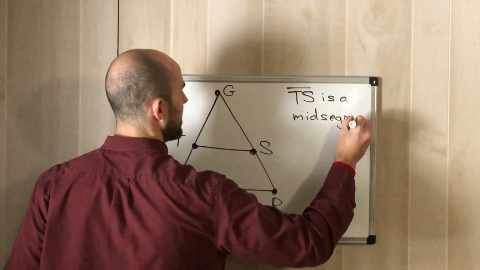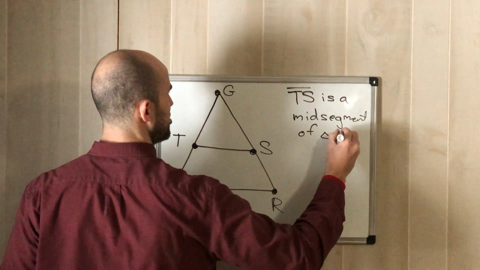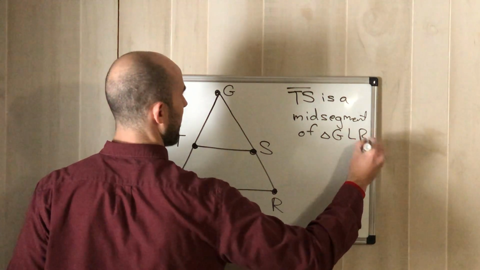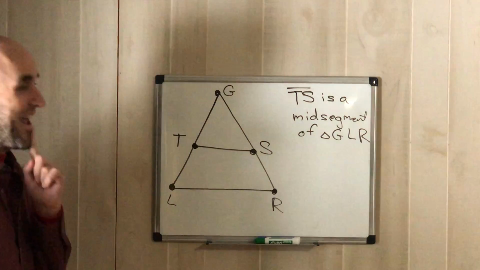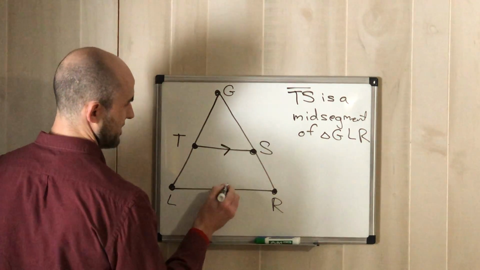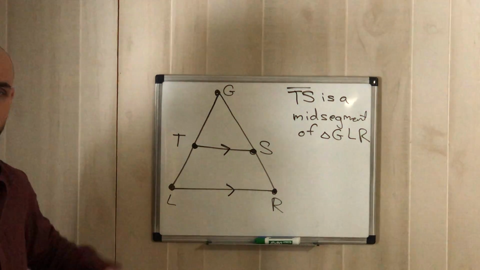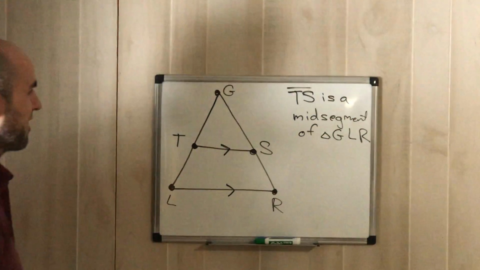TS is a midsegment of triangle GLR, right? TS is a midsegment, and they always need to tell you that it's a midsegment. Again, make that parallel to that. But the second that it's a midsegment, we know that that's true, right? It's in the middle, lines are parallel, all of that.